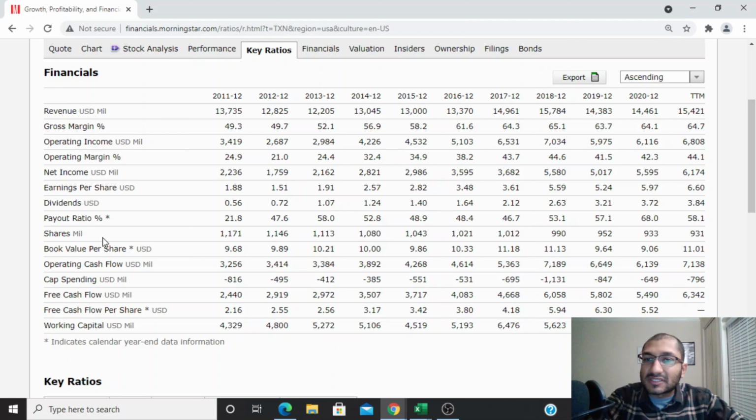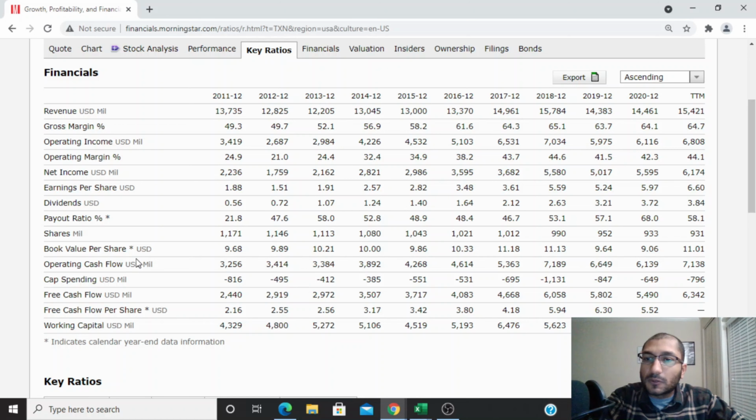Next, looking at the shares outstanding. Back in 2011, Texas Instruments had about 1,171 million shares outstanding, and for the trailing 12 months, it has 931 million shares outstanding. TI's shares outstanding number has been decreasing every year for the past 10 years, and that tells us that the company has been buying back its shares, which actually helps increase the existing shareholders' ownership within the company. After that, looking at the book value per share.